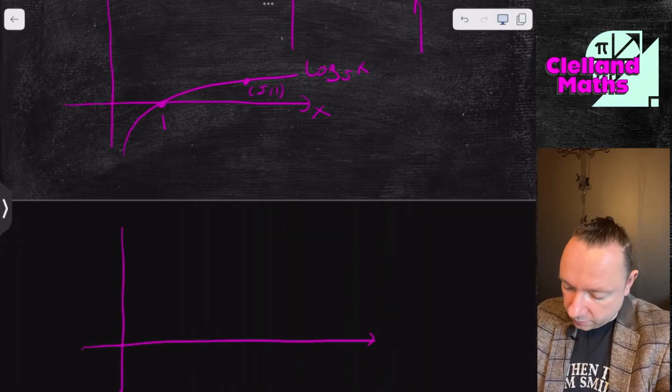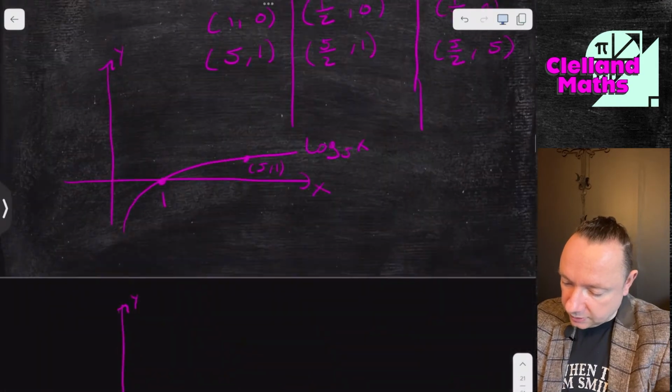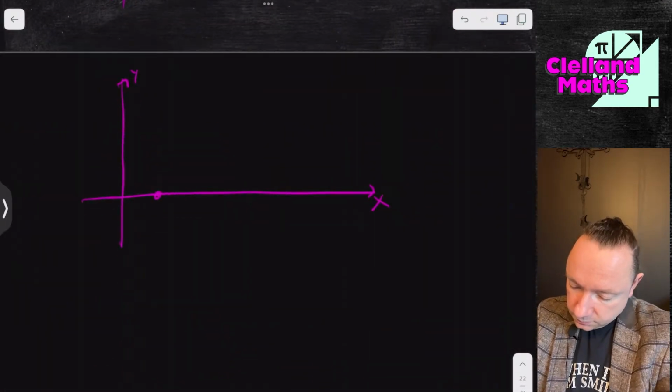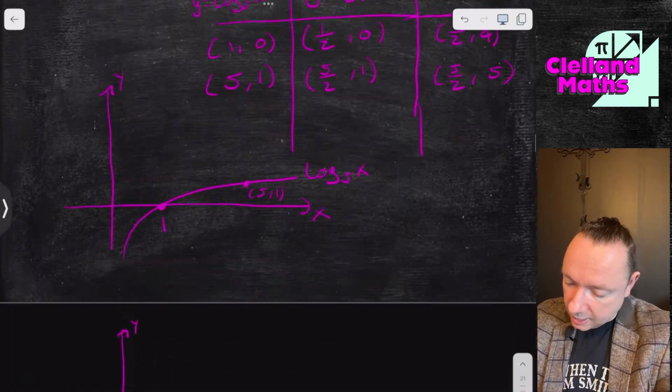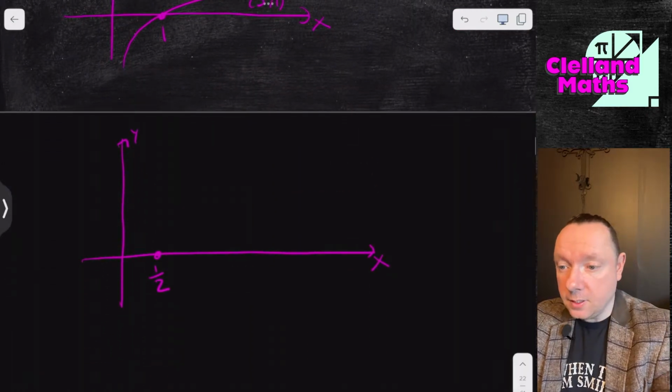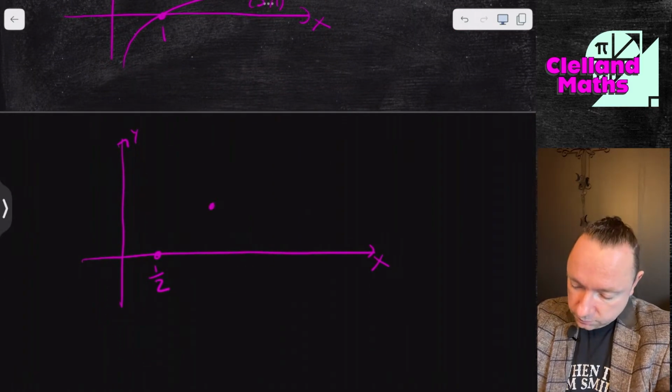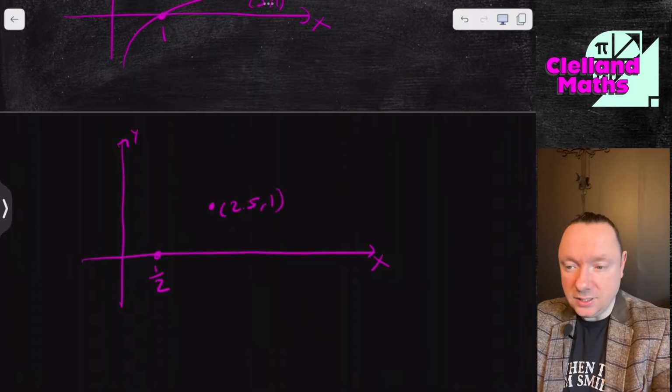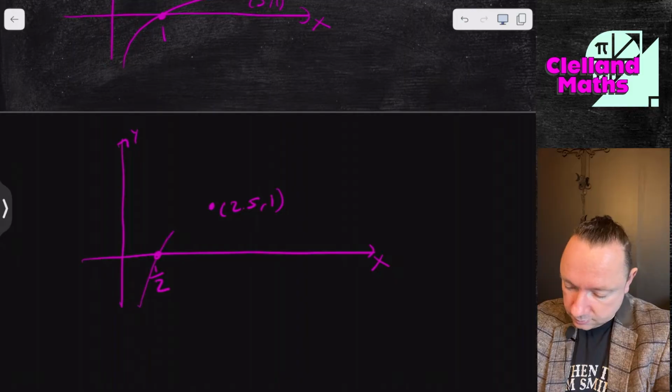Well, all that's happened with that one is the points have changed. It's got a half, 0, so that's a half, and we've got 5 halves, 1, so we'll just take a note. 5 halves, 2.5, and 1, but it's still basically the same graph. Nothing else has really changed.